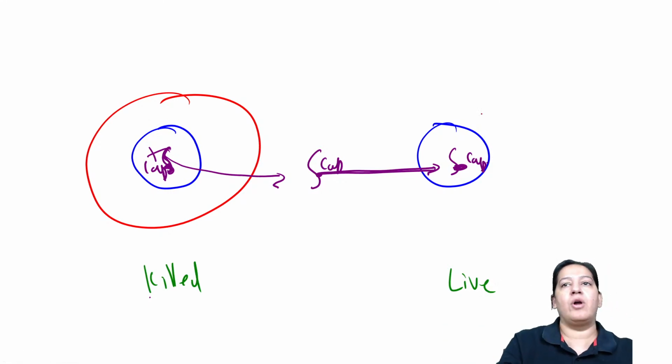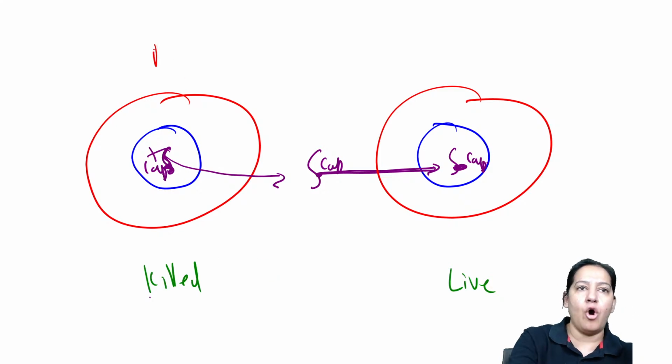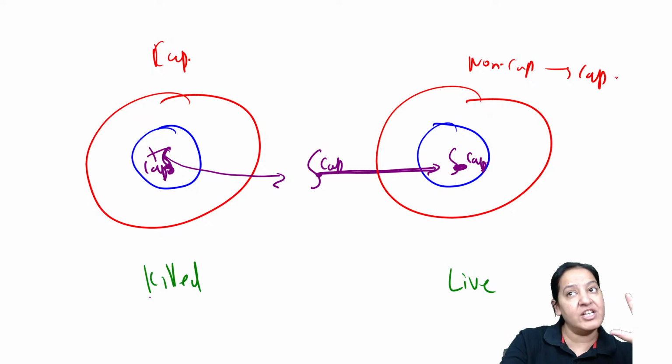So live bacteria will also start forming the capsule. This is how I can convert the non-capsulated one to capsulated. Initially it was non-capsulated, and now it got converted to capsulated because it got the gene from the dead bacteria.